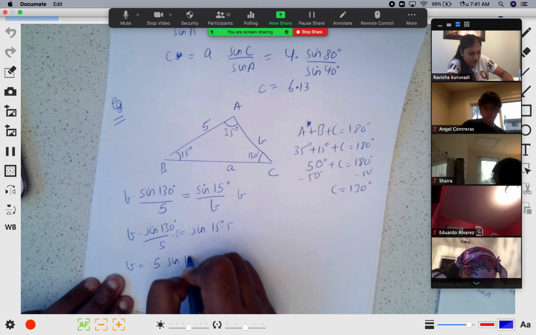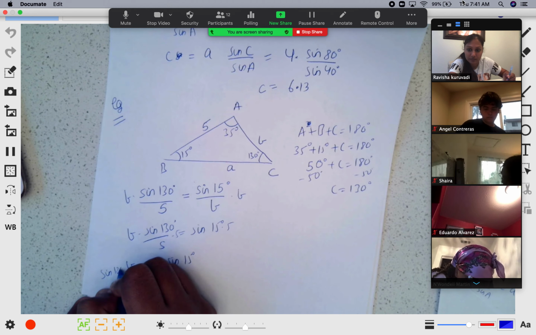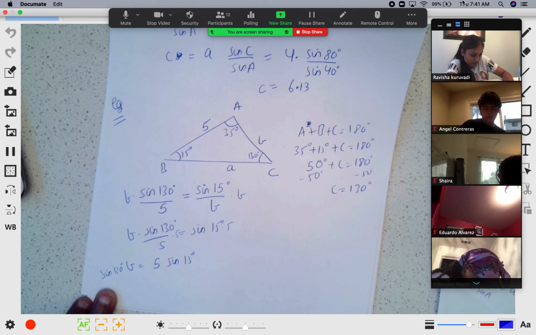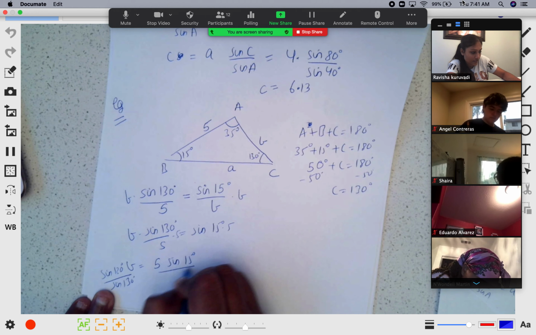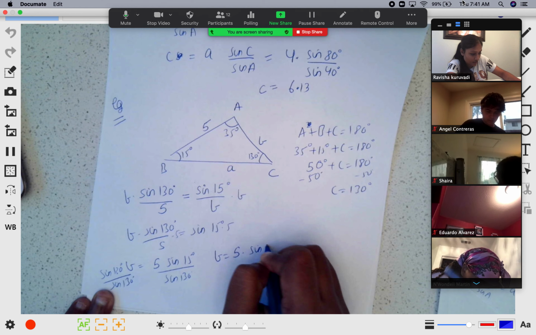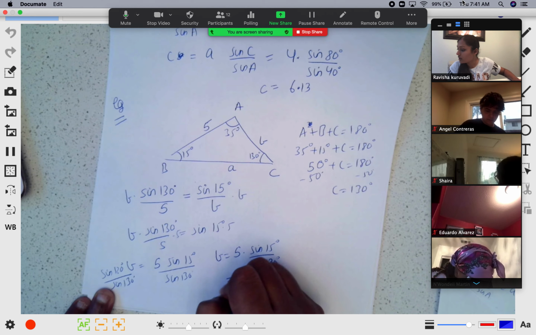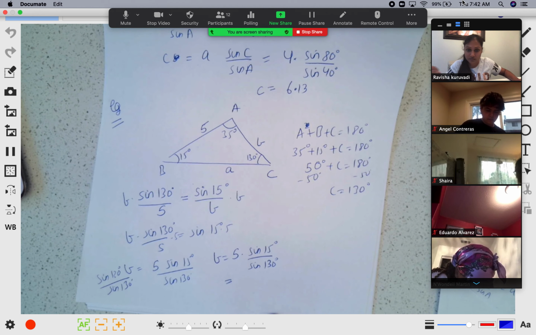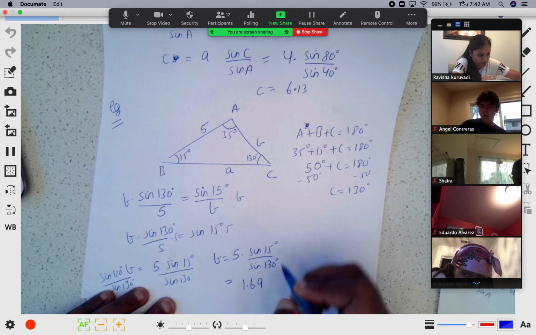And then divide both sides by sine 130. So you get B is equal to 5 times sine 15 degrees over sine 130 degrees. Can you use the calculator and tell me what value you got? I got 1.69. So you got B as 1.69. Let me check.